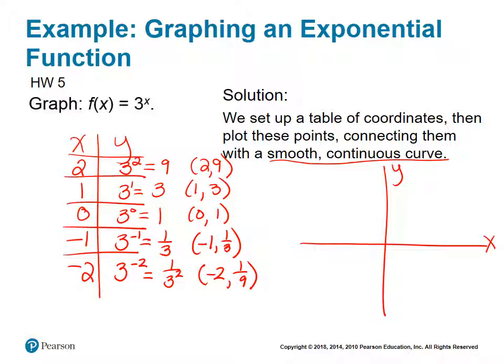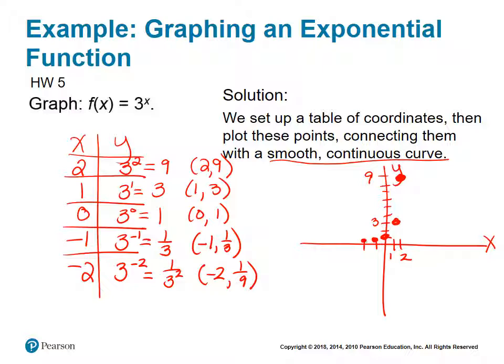Now let's go ahead and plot some numbers. I have 2, 1, 2, 3, 4, 5, 6, 7, 8, 9. I have 2, 9, which would be right here. I have 1 with 3, which would be right there. 0, 1 is right there. Now when you get to these fractional values, you're just going to have to estimate as close as you can.